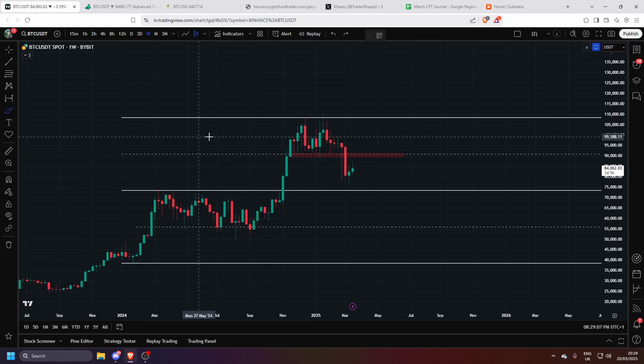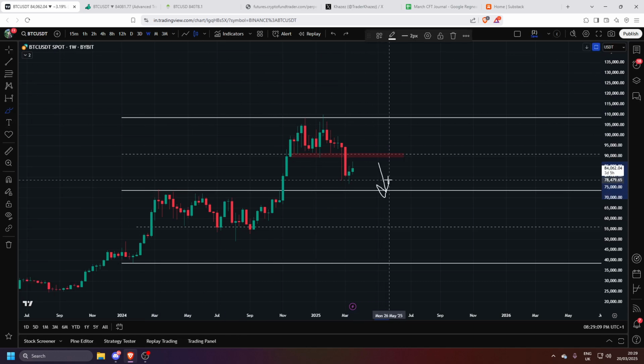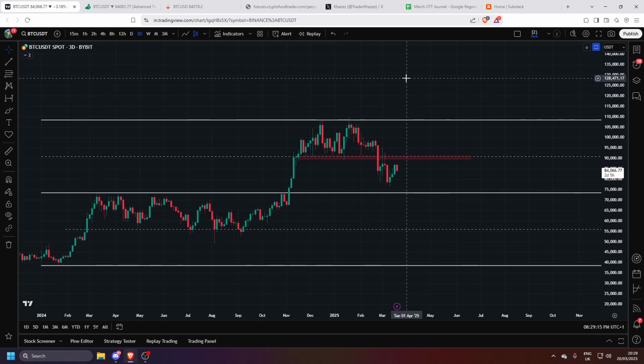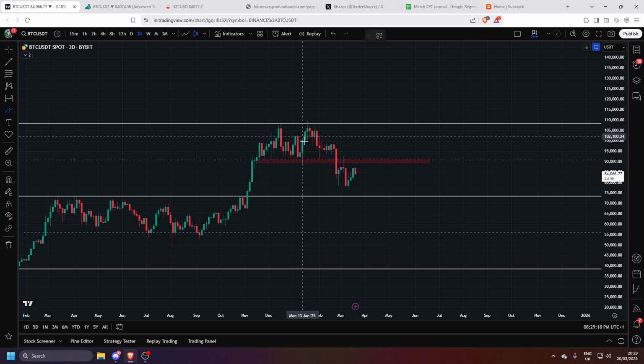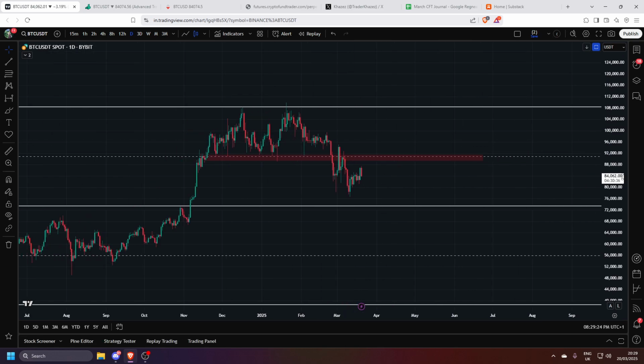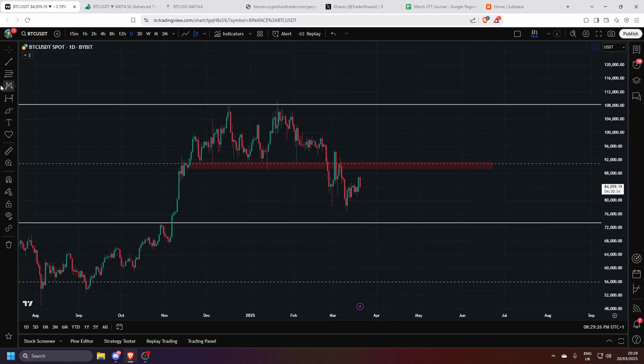A trader should be able to trade both down and up. Okay, it's as simple as that. Let's move a bit more down. The 3 daily is looking like shit. We're obviously in a bearish structure. Daily is nice. From a trading perspective, I really like the daily.